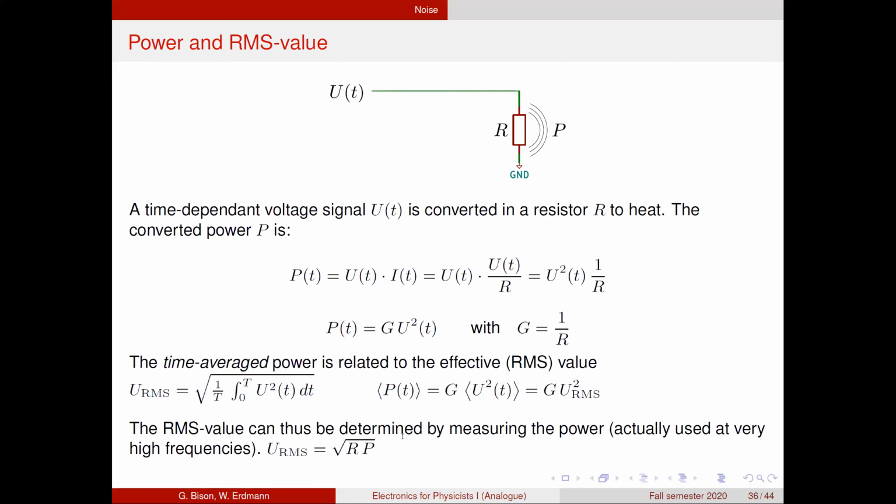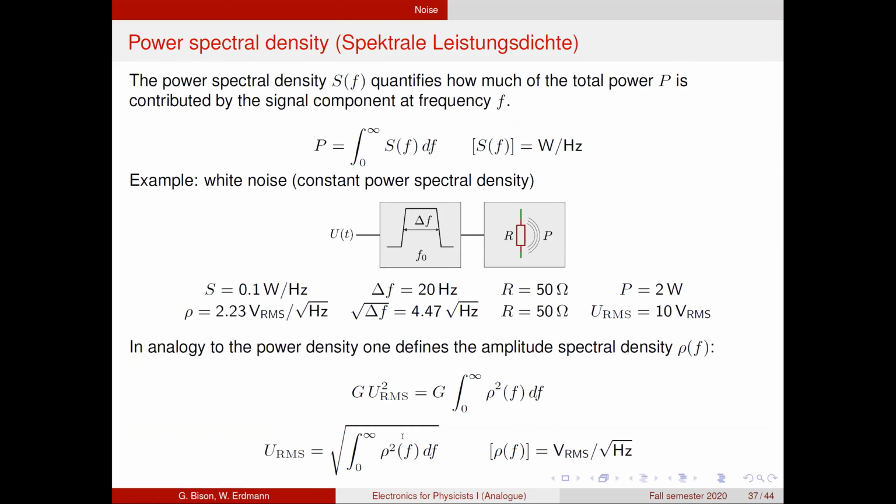There are some signals that have such high frequencies that you cannot digitize them nicely and calculate what the RMS value is. Of course, you can calculate this otherwise with a computer. And if you can't do that, then a used method is actually to convert the signal to power, to heat, and measure how much heat that is. Okay. Now I'd like to talk about power spectral density.